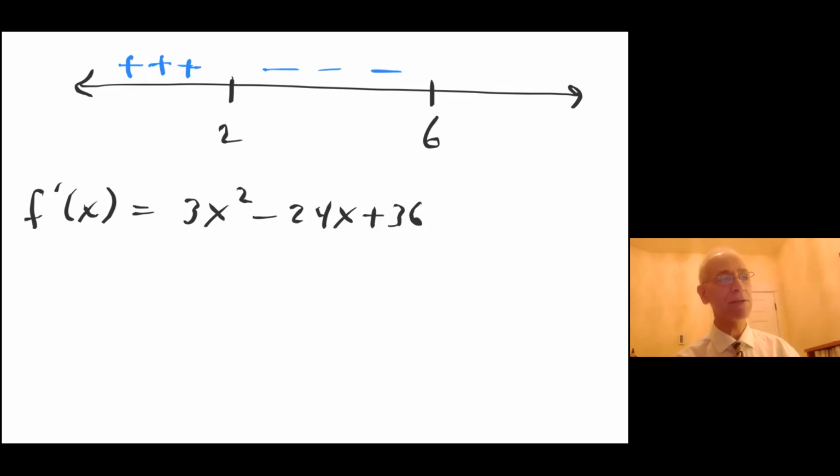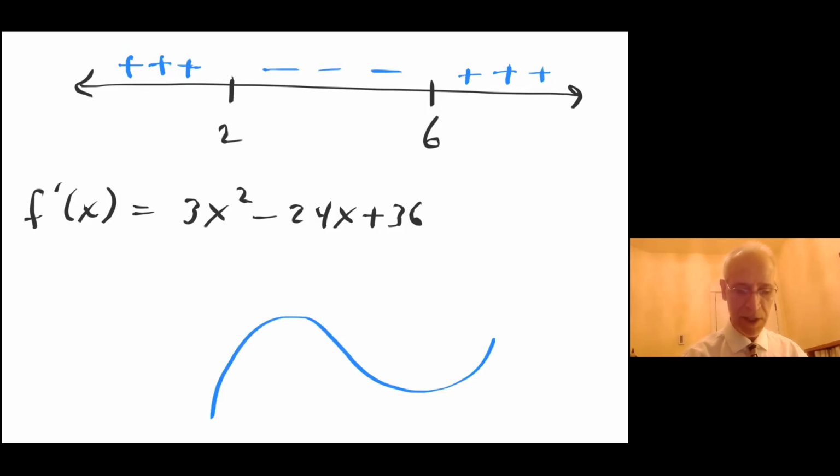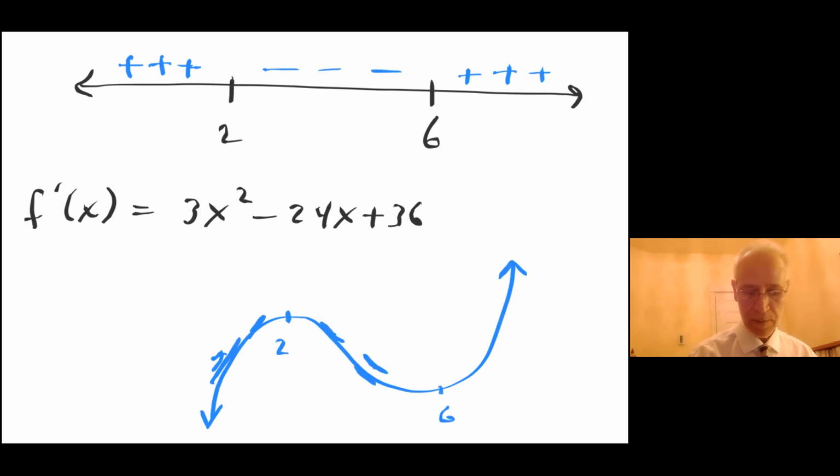And to the right of 6, let's say 10. 10 squared is 100 times 3, so definitely it gives me positive. And notice that it is consistent with the general shape that we predicted in the very beginning, that to the left of 2, these tangent lines are positive. Then between 2 and 6, the tangent lines are negative. And then to the right of 6, again, the tangent lines are positive.